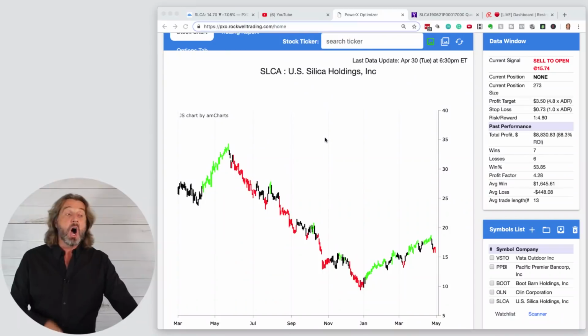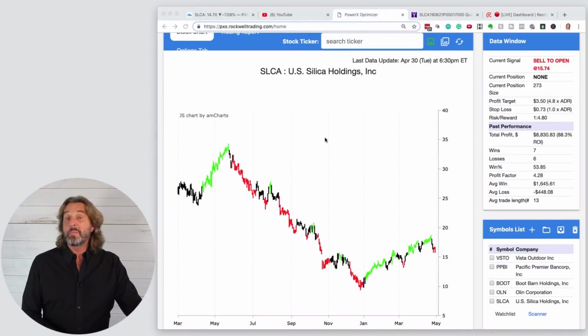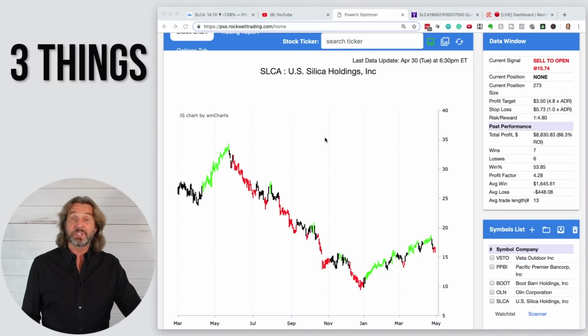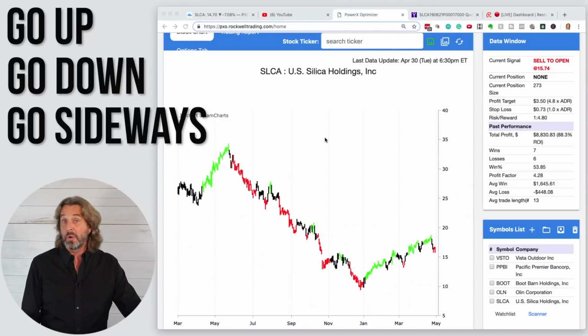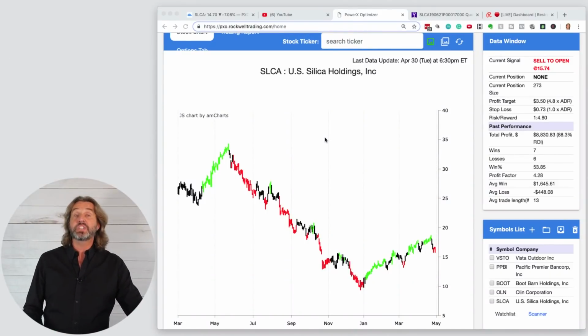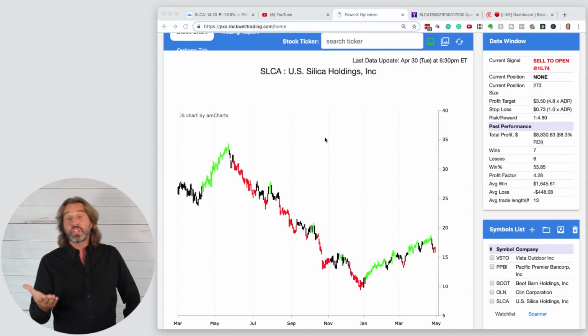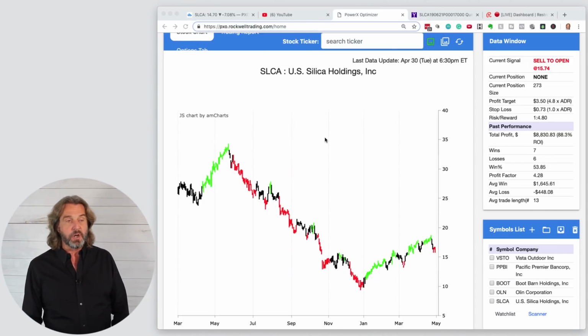Here's the deal. Options are a derivative, meaning that you need to know what the underlying stock is doing before you trade options. And there are three things that a stock can do. It can go up, it can go down, or it can go sideways. So first you need to know what the stock is doing before you can trade options.